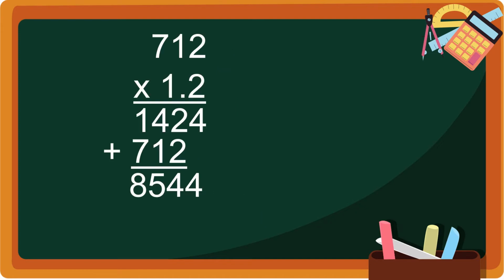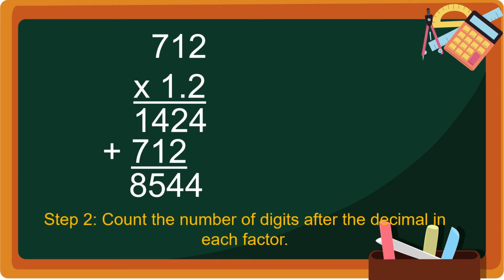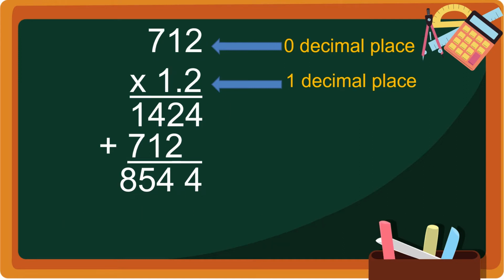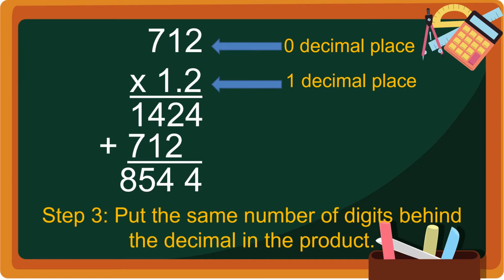Step 2. Count the number of digits after the decimal in each factor. So we have 0 decimal places in the multiplicand, 1 decimal place in the multiplier. Then step 3, put the same number of digits behind the decimal in the product. So you have 1 decimal place in the product. Therefore, the answer is 854 and 4 tenths.